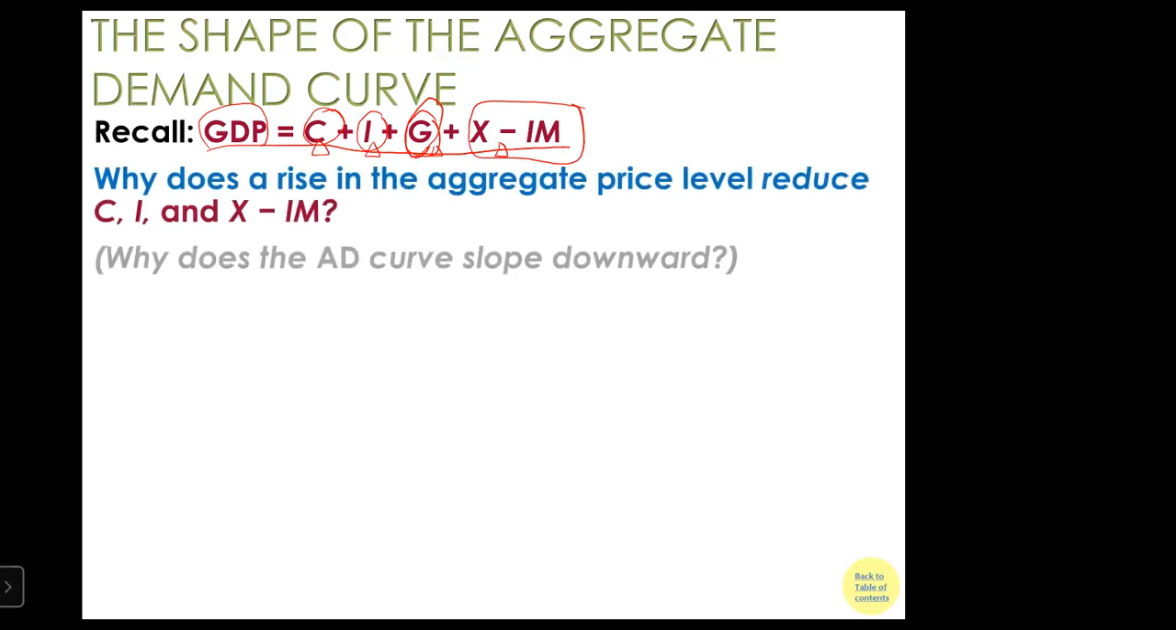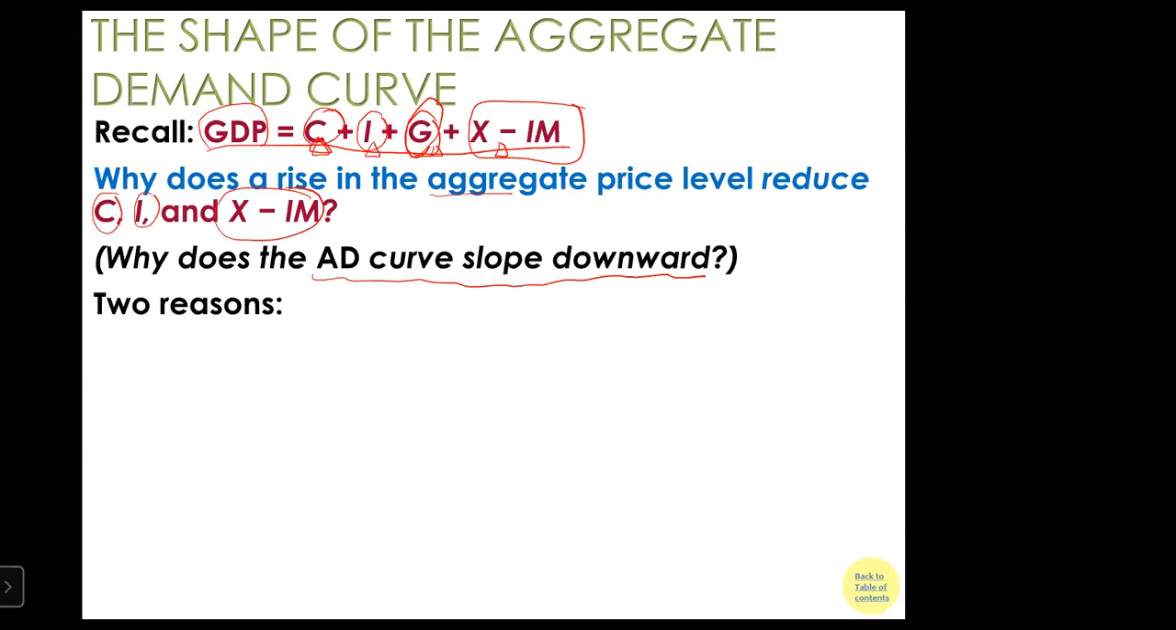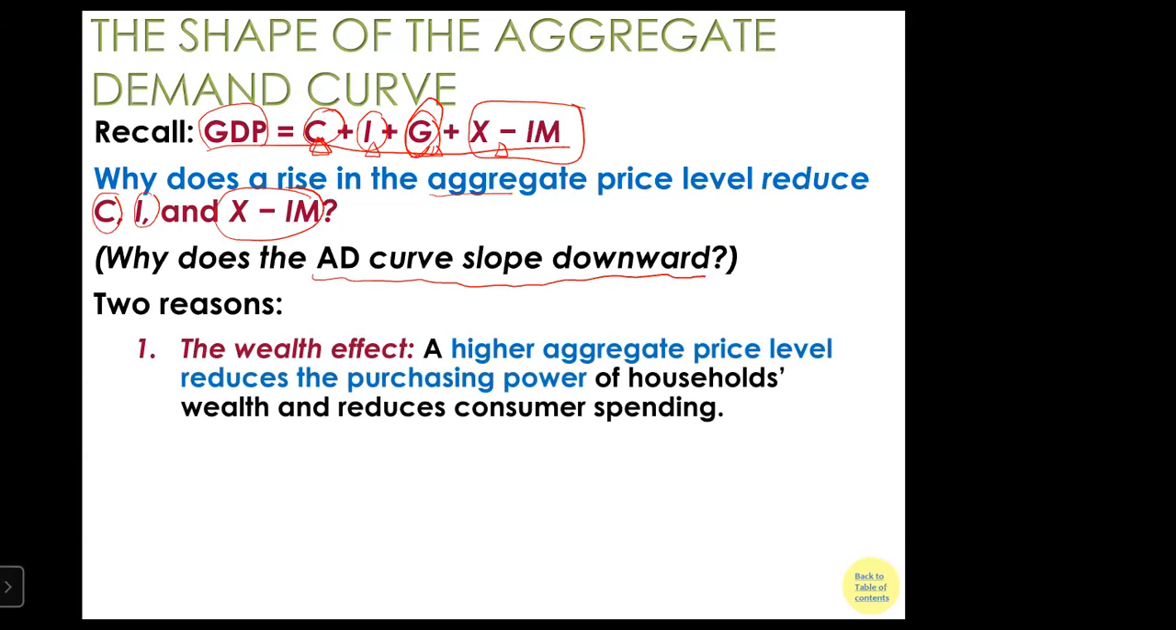Okay. Now let's see. Why does a rise in the aggregate price level affect C, I, and net export? More specifically, it's going to reduce each of those components. Okay. If we understand that, naturally we know the aggregate demand curve will slope downward. So there are two reasons. Reason number one, there's a wealth effect. When the aggregate price level increases, that is going to lead to a lower purchasing power.